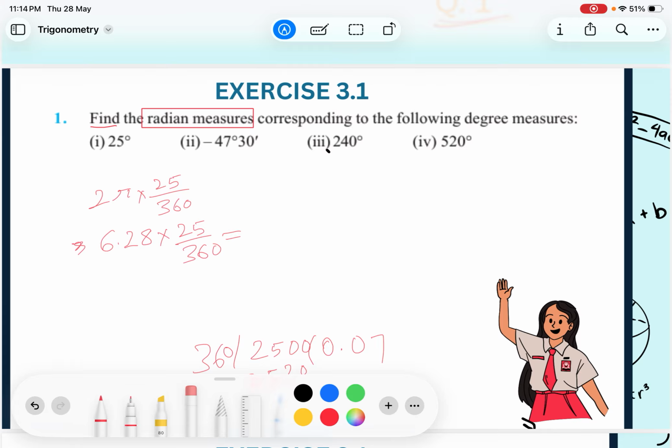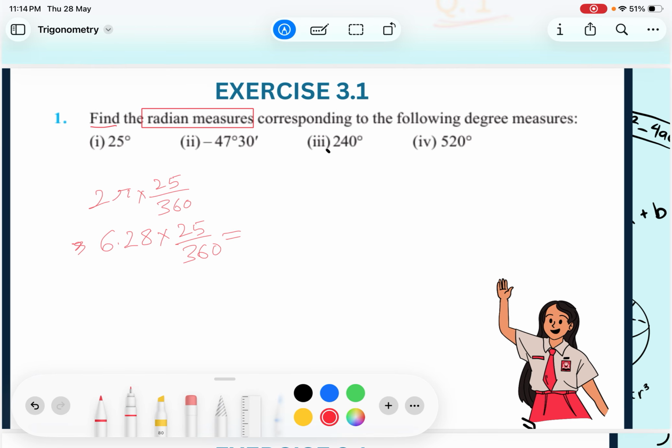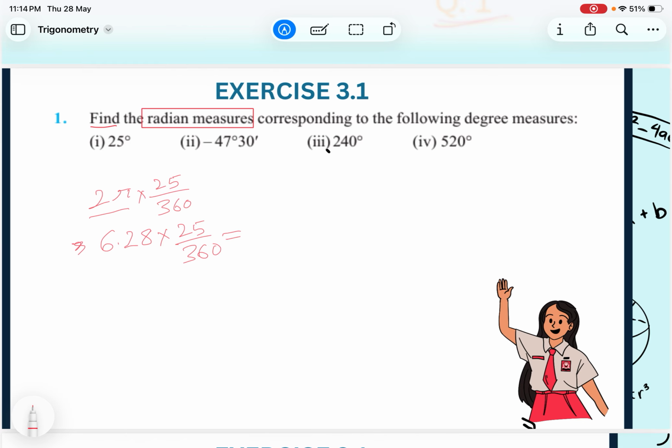Okay, so see here, there is a catch. We took 2 pi and 360 degree. Can we make it pi and 180 degree? Is it correct? If we make it 3.14 and here we make 180 degree, then we don't have to calculate so much, right? It will also give us the same answer.